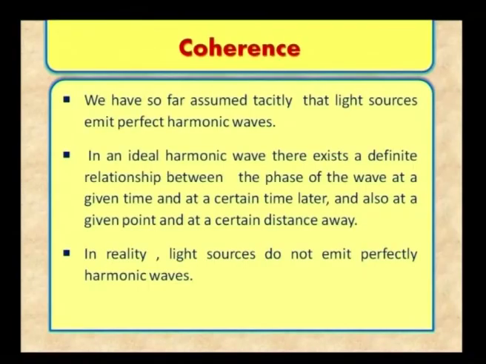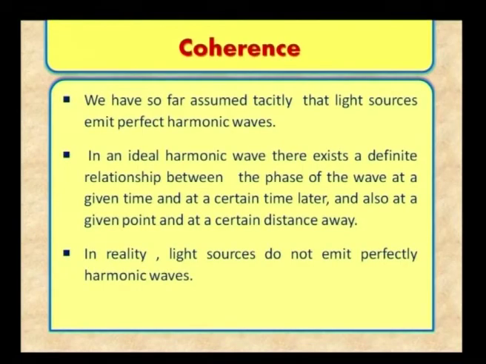We have so far assumed tacitly that light sources emit perfect harmonic waves. If they are harmonic waves, then you should get an interference pattern on the screen. If you have two independent monochromatic sources, you need not have biprism or double slit. But the light coming from the two sources will be phase incoherent. That is the reason why you make two slits and so on, or you make use of biprism.